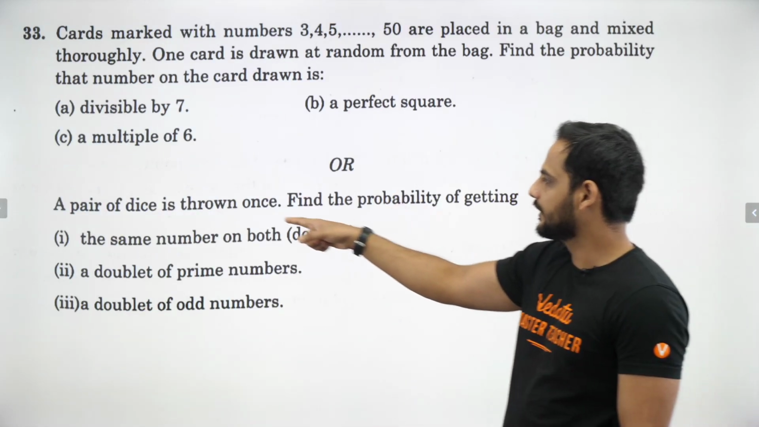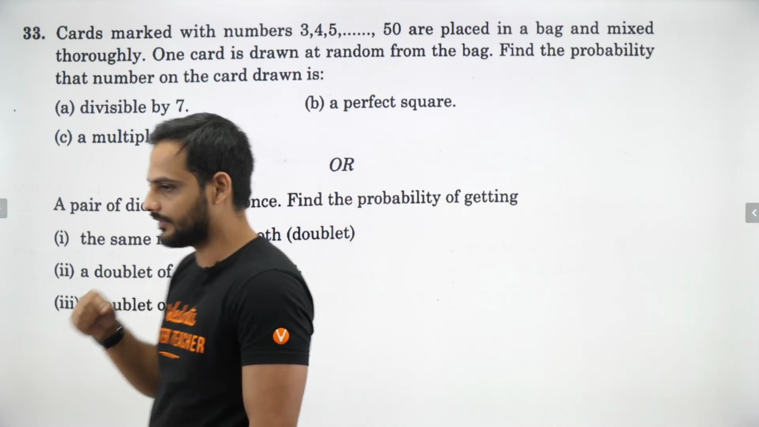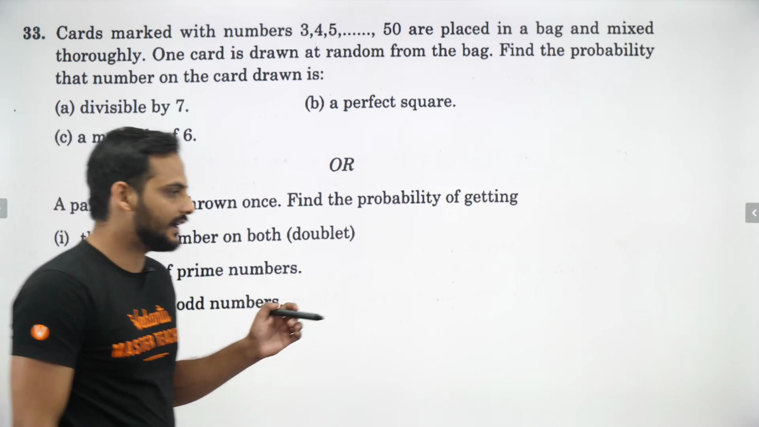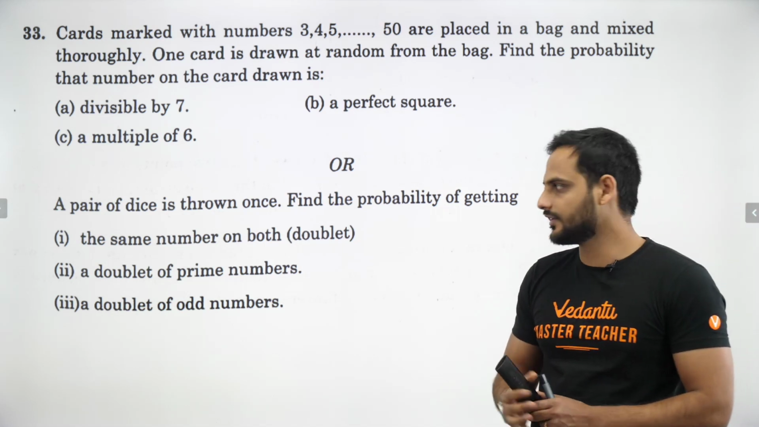The next question was a pair of dice is thrown once, so find the probability of getting the same number on both sides. So the doublets we have got, what were they? 1,1, 2,2, 3,3, 4,4, 5,5, 6,6. 6 cases out of 36, so 1 by 6.